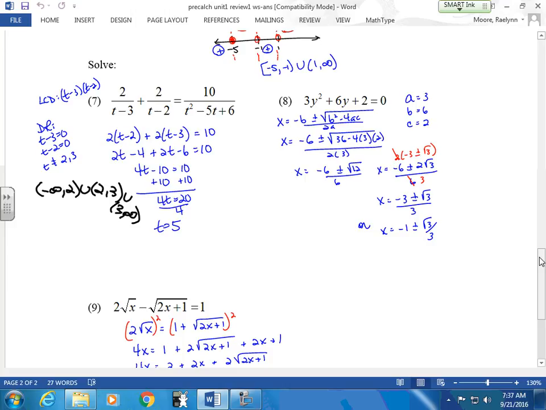Number 8, if it was factorable, then factor. This one wasn't, so quadratic formula. Would it be okay if you just did 1/3 square root of 3? I mean, yeah, that's fine too. You just separated the denominator, that's fine too. However you want to reduce it is fine with me. Even if you probably left it like that, I would probably be okay with it.